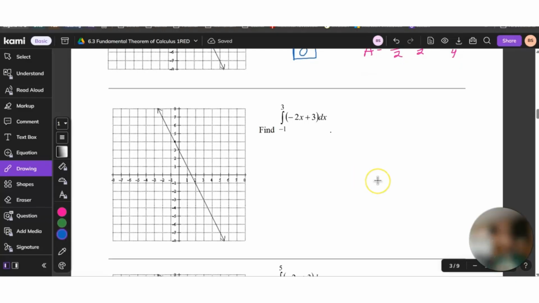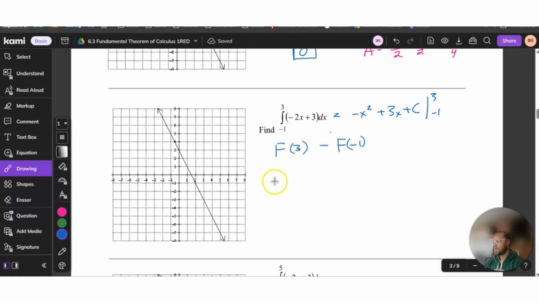Okay. Next one. We're going to go from negative 1 to 3. So this time it's not going to be 0, right? What do you think? Is it going to be positive or negative? Positive, but we're going to lose some of it from the negative portion. So this is still going to be negative x squared plus 3x plus c. Now we evaluate from 3 to negative 1. So f of 3 minus f of negative 1.